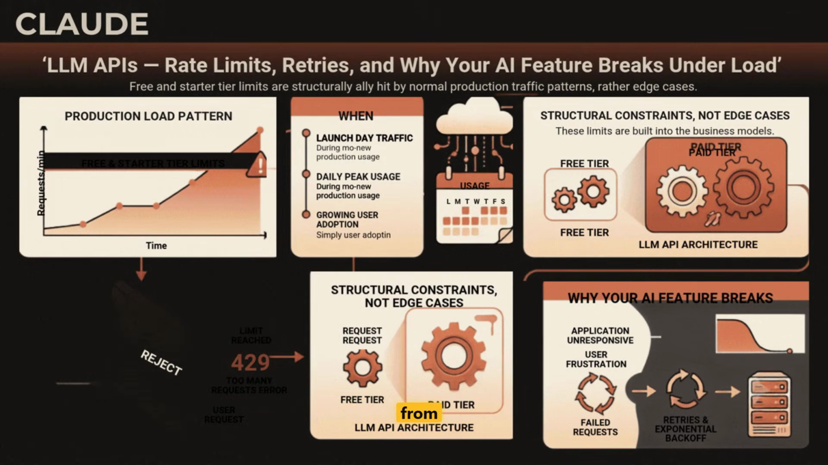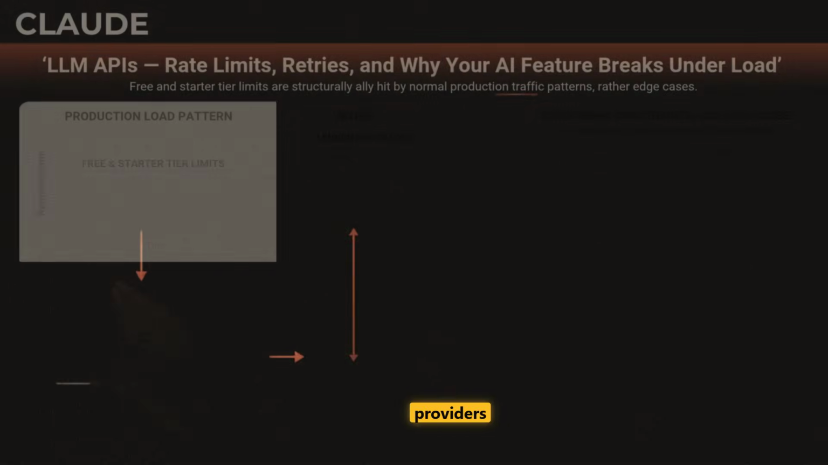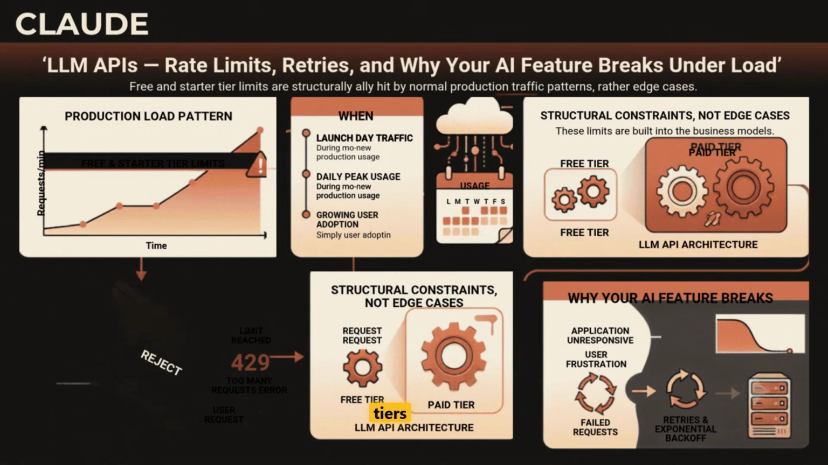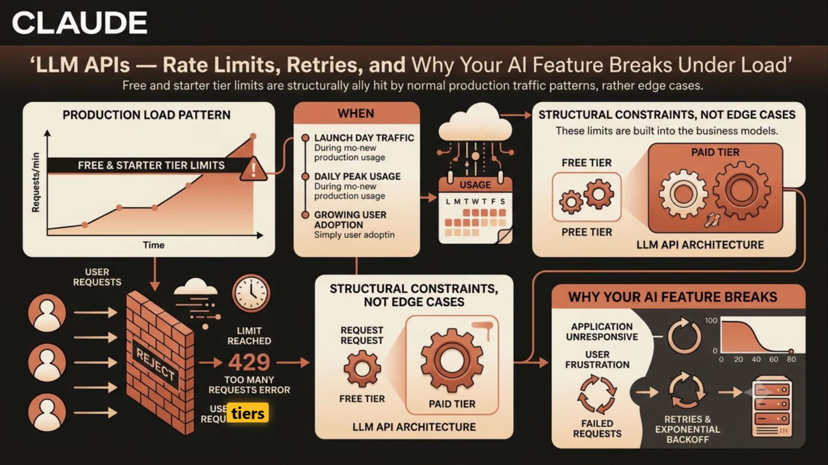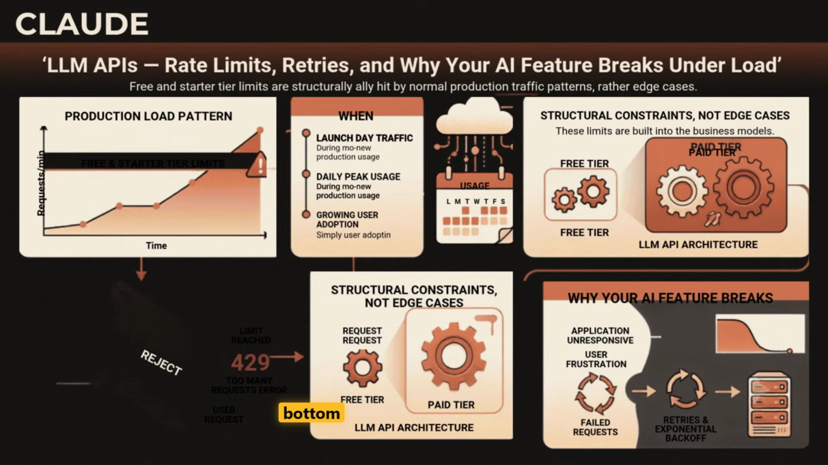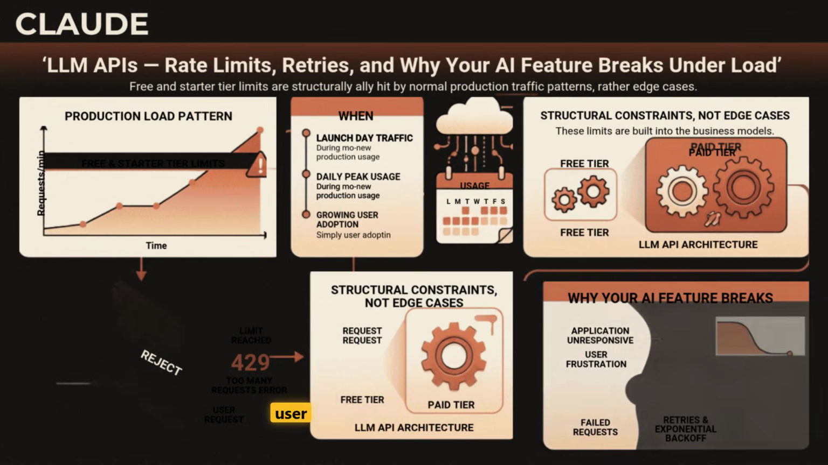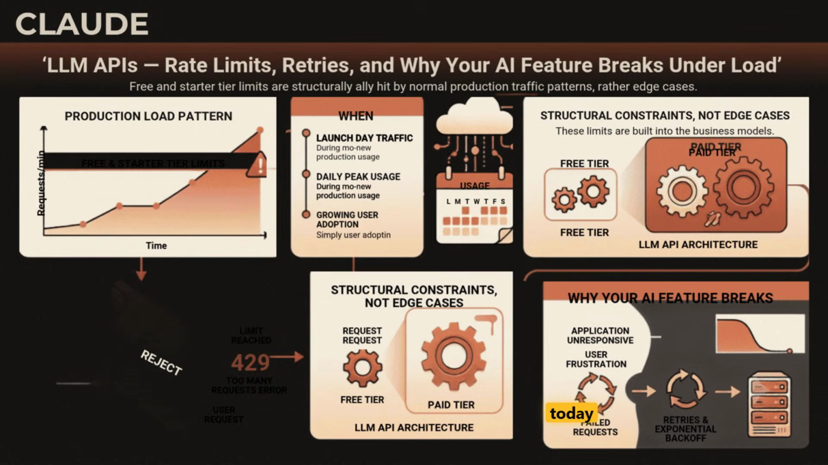Follow the arrow from that wall to the center boxes labeled structural constraints, not edge cases. In LLM architecture, providers use smaller gears for free tiers and larger gears for paid tiers to protect multi-tenant infrastructure from noisy neighbors. Free and starter tier limits are structural business constraints, not rare edge cases. Moving to the bottom right box labeled Why Your AI Feature Breaks, you can see how unhandled rejections lead to an unresponsive application, failed requests, and total user frustration.